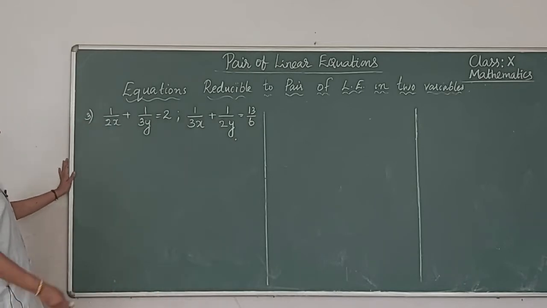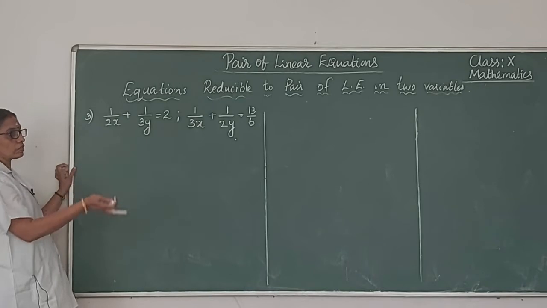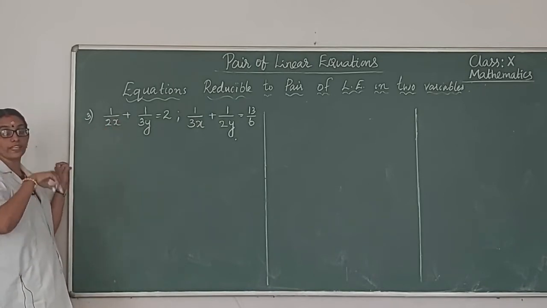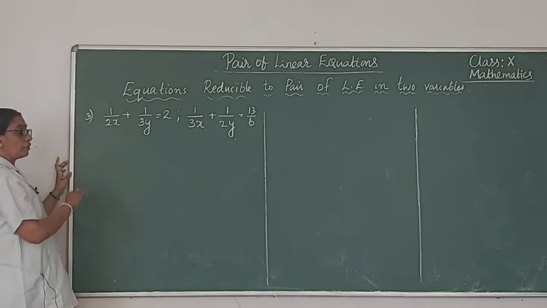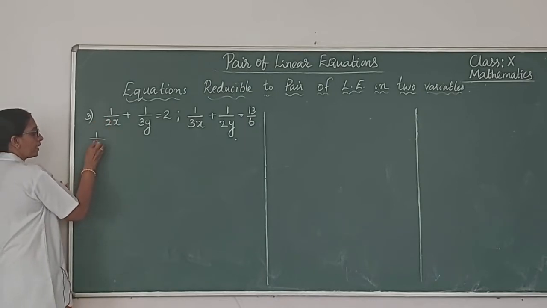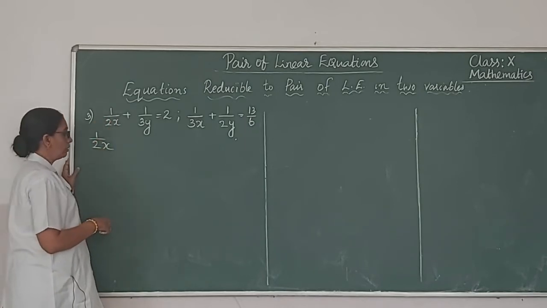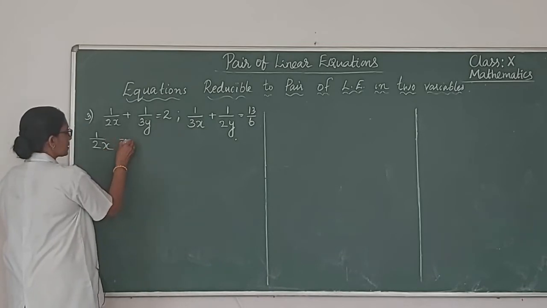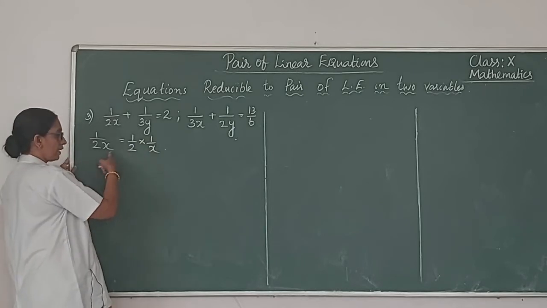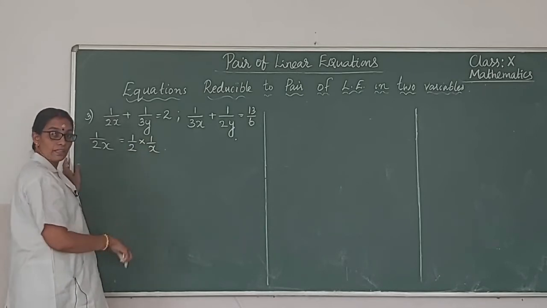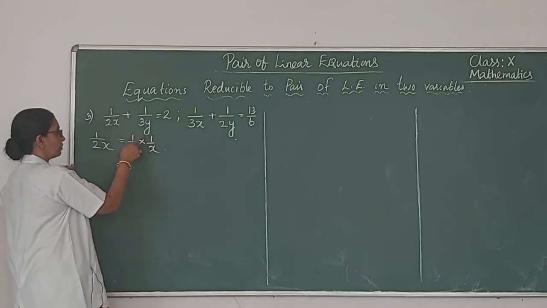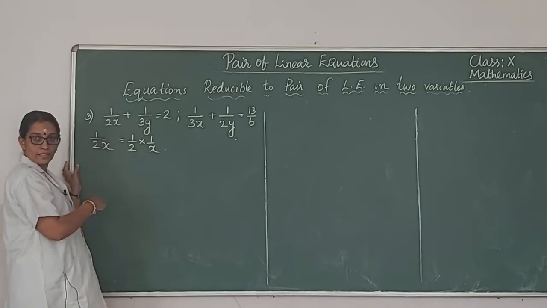So it is clear the equations are not linear. We have to change it into linear equations. So we have to give substitution for the variable part, and we have to understand which is the variable part. So here first term 1 by 2x. Okay, 1 by 2x means it is 1 by 2 into 1 by x. Isn't it? This I said in the previous question. 1 by 2 into 1 by x. Then 1 into 1, 1. 2 into x, 2x. Okay.